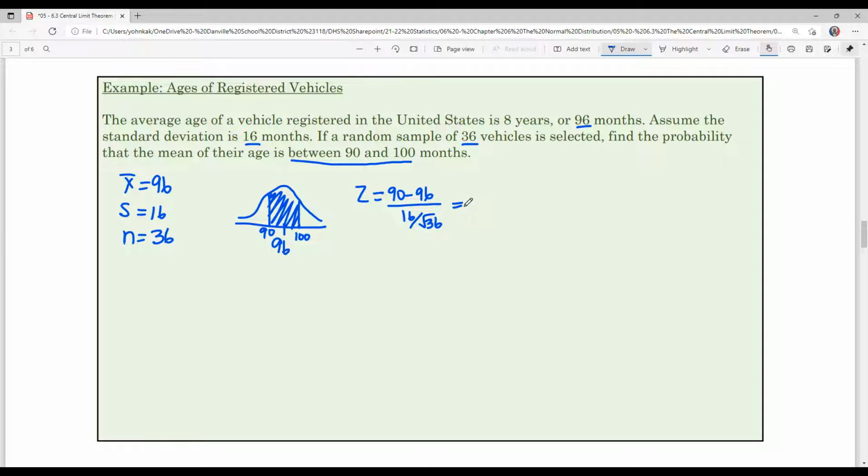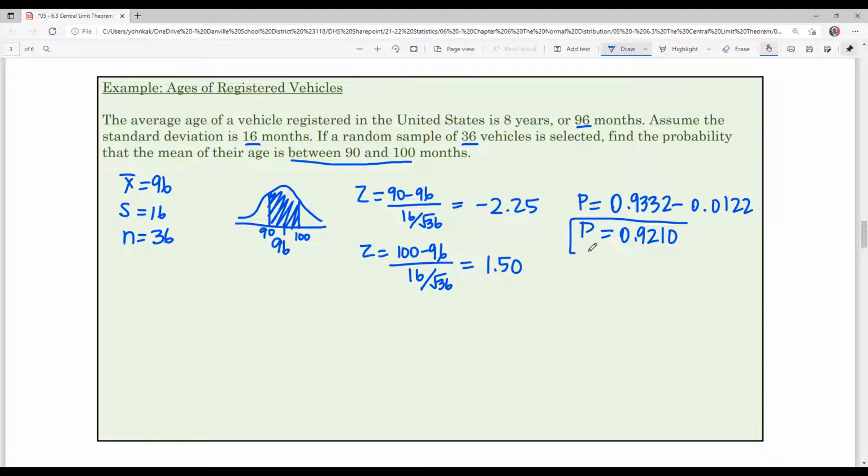This will give me a z-score of negative 2.25. Then I find my other z-score, 100 minus 96 divided by the standard deviation 16 over the square root of n, 36. This gives me a z-score of 1.50, which is good. I'm on the right and the left side of the mean, so I should have a z-score positive and a z-score negative. To find the probability, I'm going to take the bigger z-score, 1.50, look it up on the table, and I get 0.9332. I'm going to look up negative 2.25 on the table, and I'm going to get 0.0122.